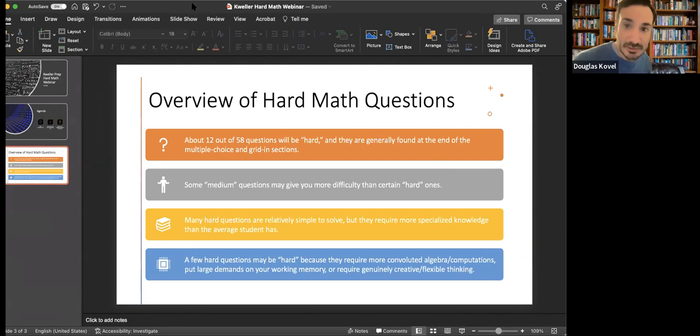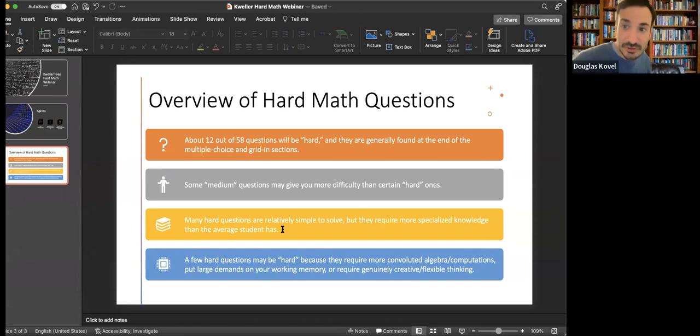So again, like I said, the notion of a hard versus medium question itself is somewhat subjective. But I would say that in general, most of the questions that are considered hard are actually relatively simple to solve. They just generally require maybe more specialized or advanced knowledge than the average student has. So if you study a lot, then you should be fine on most of these questions. But these are questions that students who maybe aren't doing formal test prep are likely to get wrong, either because maybe they didn't learn it in their math class or they haven't studied it in a while.